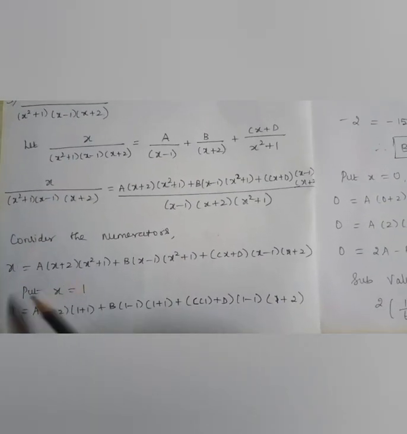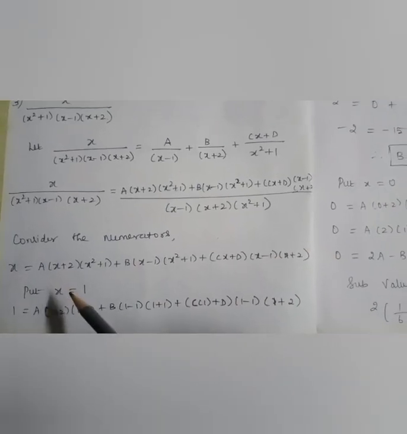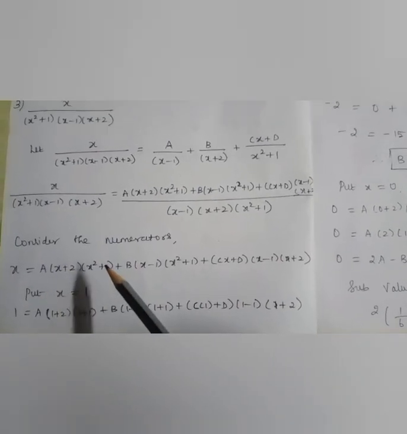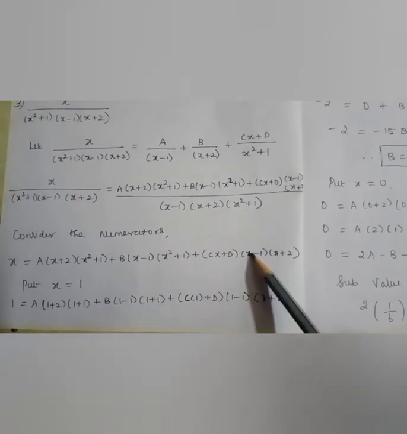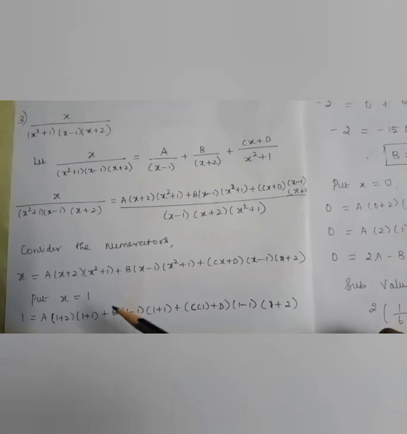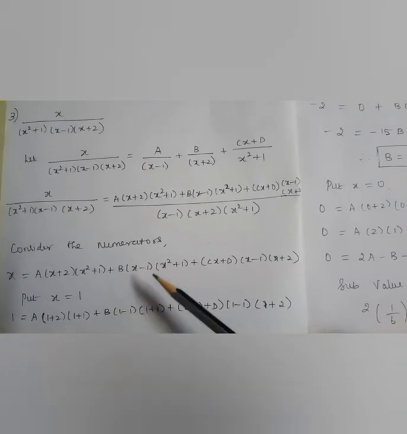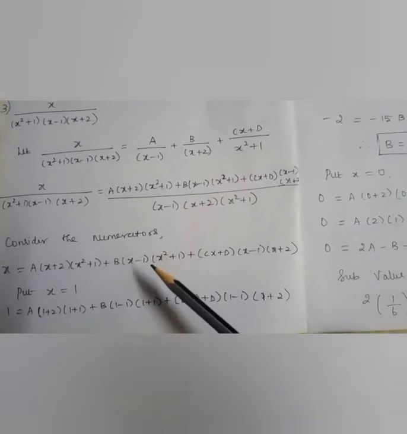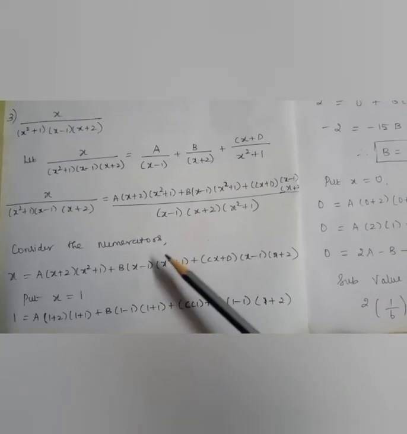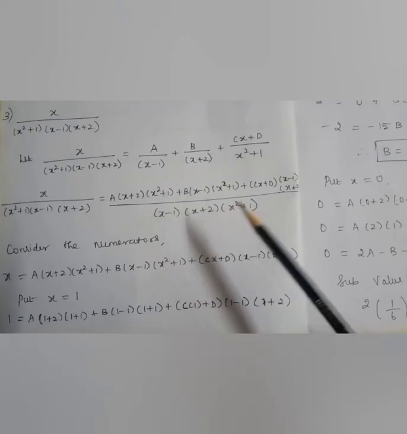So x is equal to such a long expression: a into (x + 2) into (x² + 1) plus b into (x − 1) into (x² + 1) plus (cx + d) into (x − 1) into (x + 1). Now put x equal to 1. My aim, I told you, is to eliminate variables to get the values of the others. So by substituting some value which eliminates terms, first we will go for that.